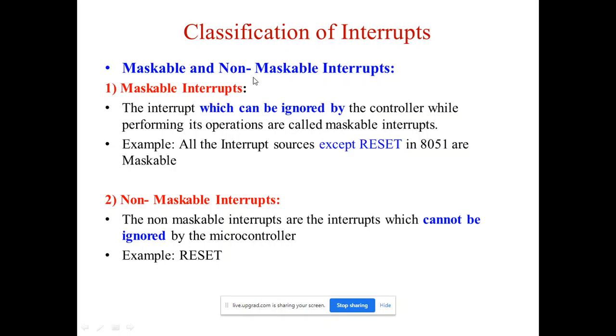In this fashion, interrupts have two types. Maskable means you can avoid it, and non-maskable means an unavoidable interrupt. You must serve it. Agree with this?